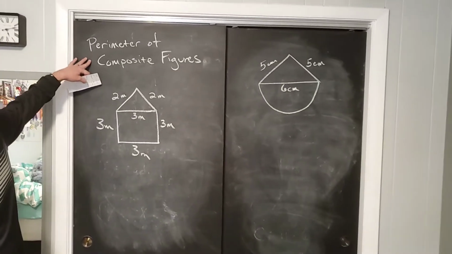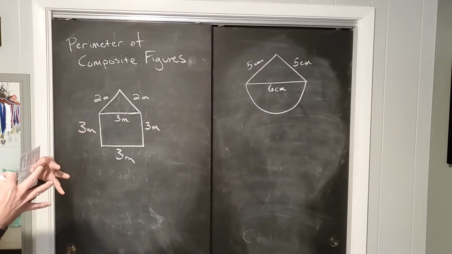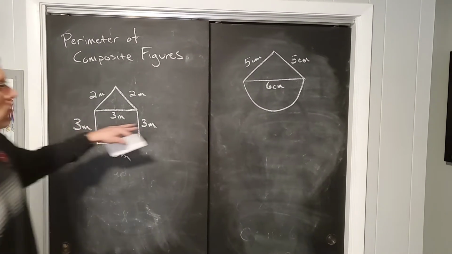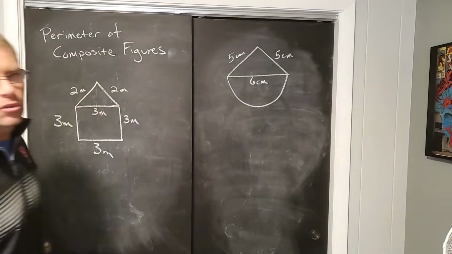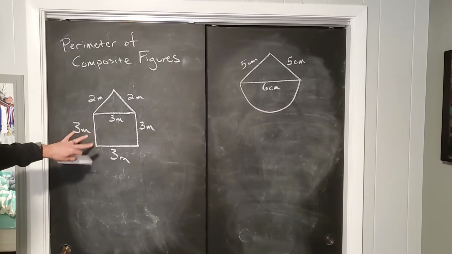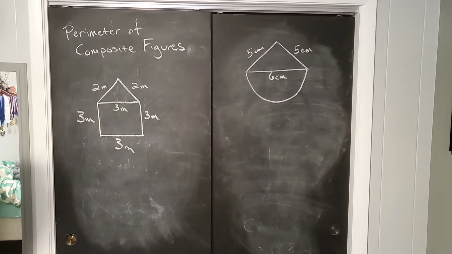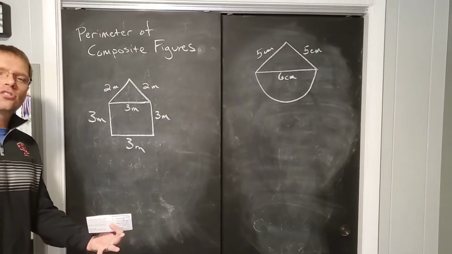Perimeter of composite figures. Composite figures means kind of goofy shapes, all different shapes all put together into one. Okay, so I have a couple drawn up here very similar to what you will see online on your assignment today. So sometimes what problems in the book will do and problems that your teacher will do right now is they'll give you more information than you actually need.